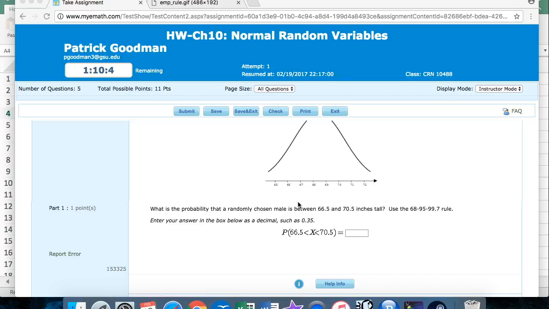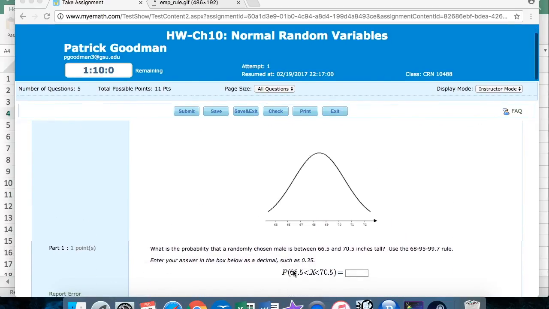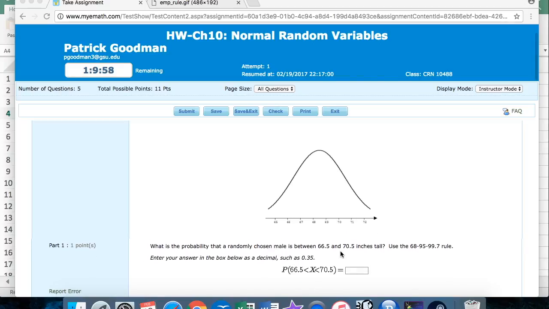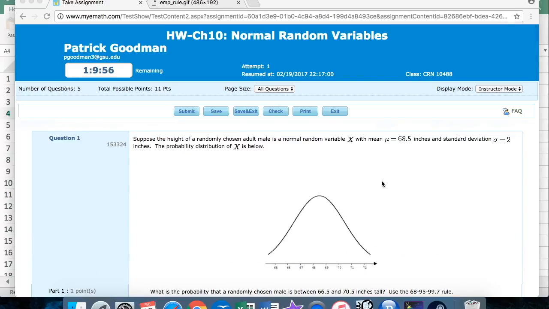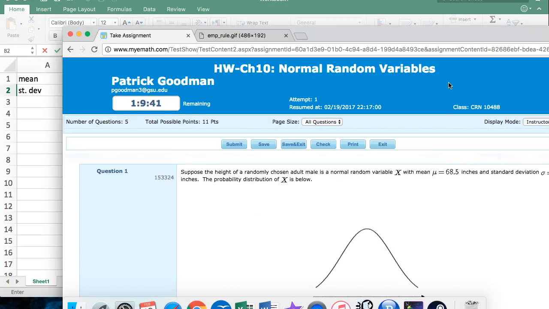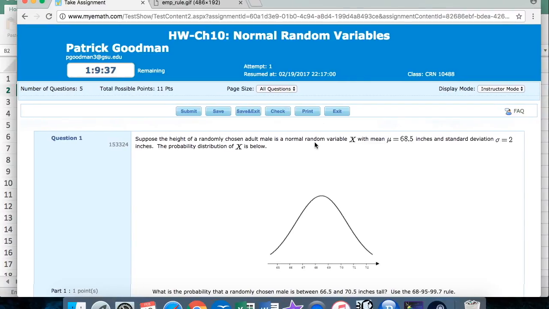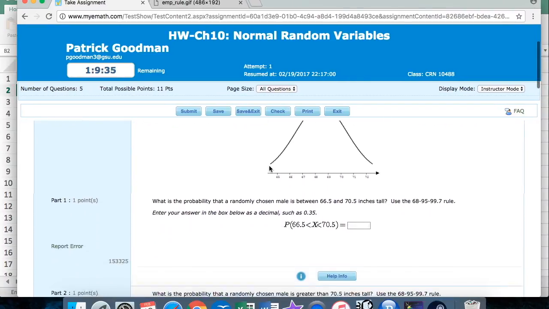So here, we want to use the data that gives us the mean and the standard deviation to answer some of these questions. So here they give us the mean is 68.5 inches. So let's put that here, 68.5. And they said the standard deviation was 2. Is it 2? Yeah, it's 2. Okay, so that's pretty much all that we need for this.